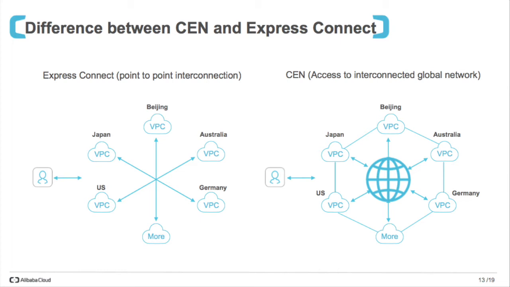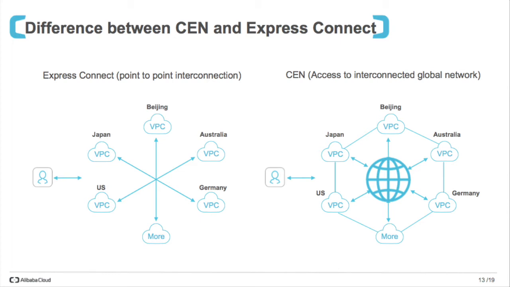While CEN is a full-meshed network. If different network instances are attached into CEN, then from one network instance, it can communicate with global resources in the CEN.